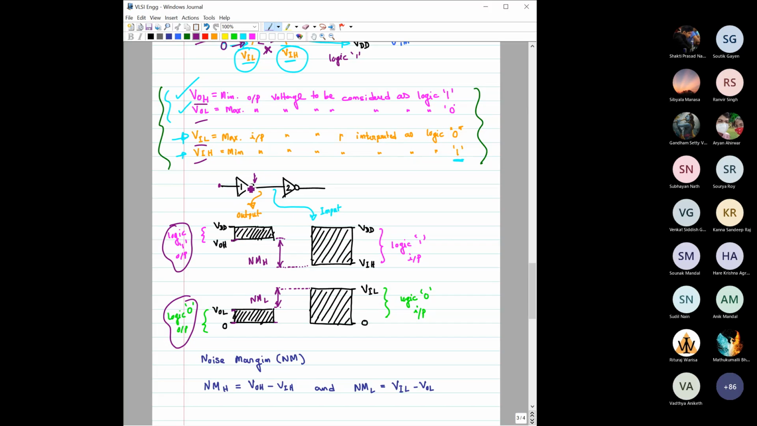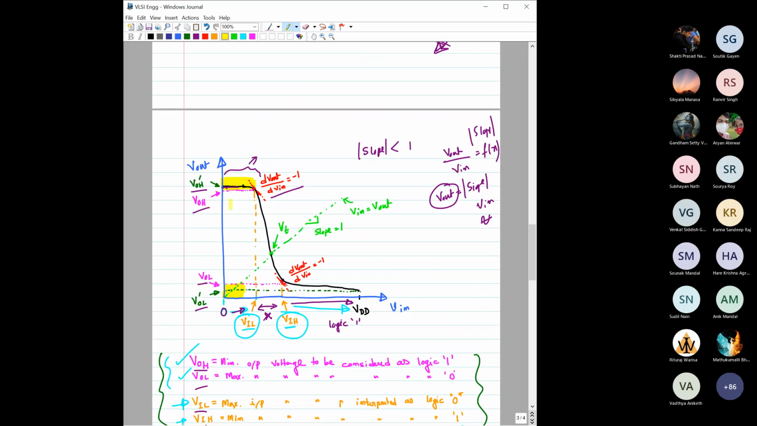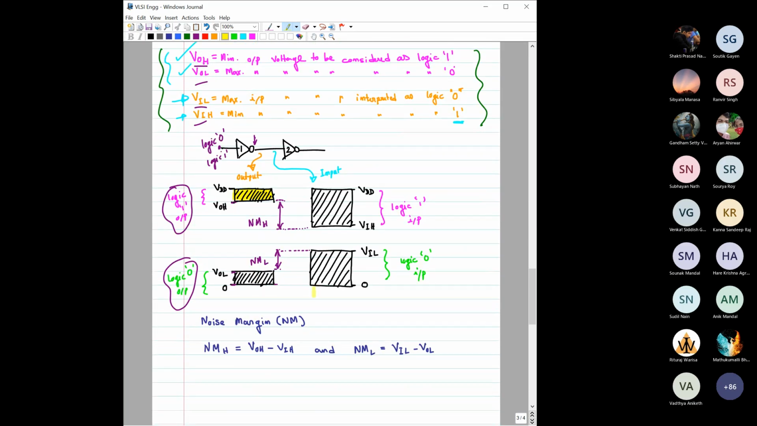Depending on this design and the input, which will definitely be logic 0 or logic 1, we will get here either logic 1 or logic 0, right? So here we can see we are getting a type of band. This is the band that is allowed at this output. Same thing we are trying to say from here. So you have a band which is a valid logic 1 output of this inverter. Similarly, you have a band of voltage which is a valid logic 0 output for this inverter.